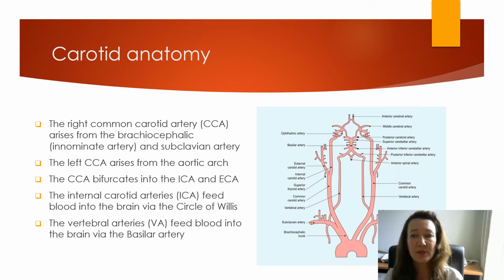Let's look at the carotid anatomy. The right common carotid artery arises from the brachiocephalic and subclavian artery. The left common carotid arises from the aortic arch. We can see that in our diagram. The common carotid bifurcates into the ICA and the ECA. The internal carotid feeds blood into the brain via the circle of Willis, and the vertebral arteries feed blood into the brain via the basilar artery.